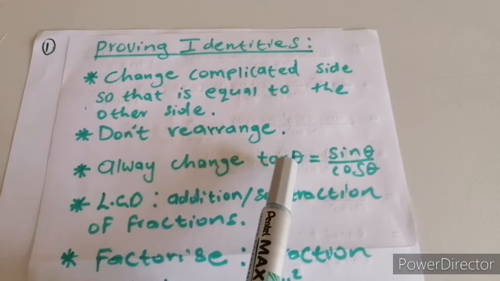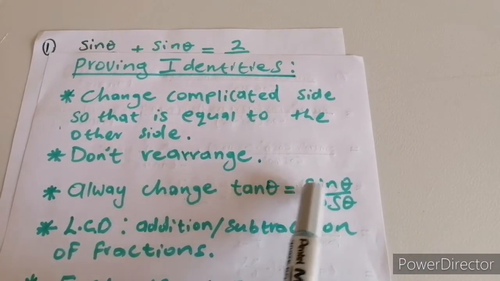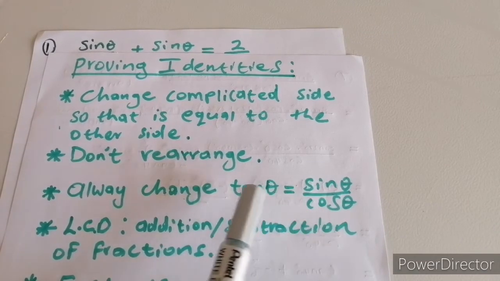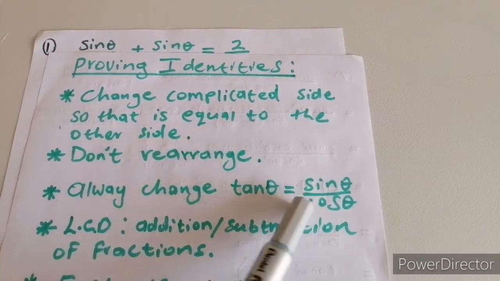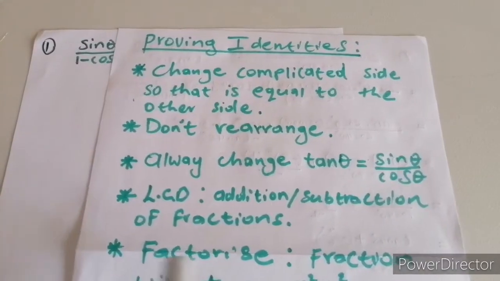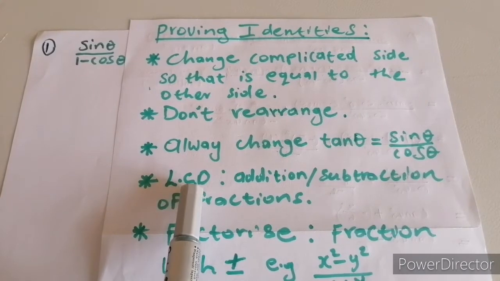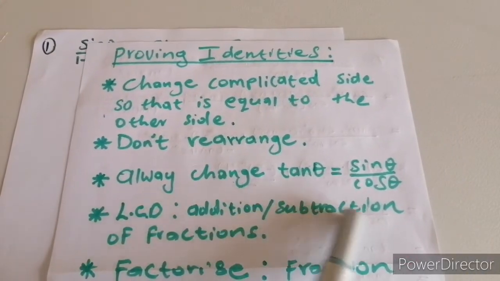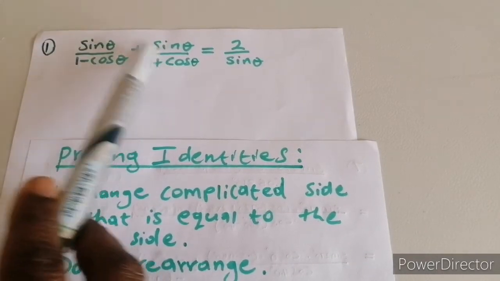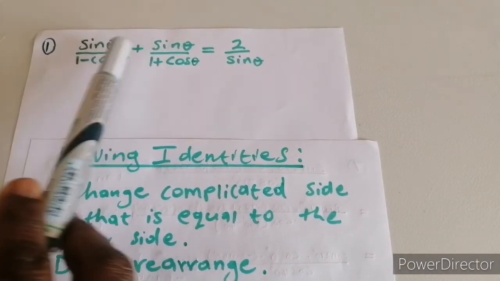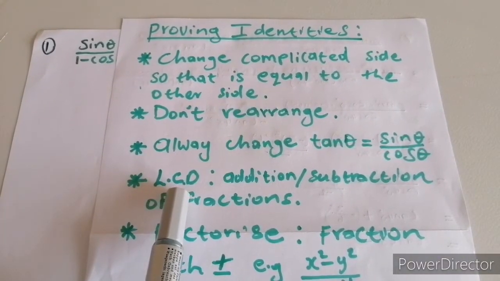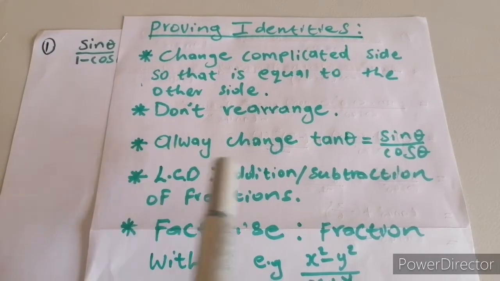Always change the tangent of theta into the ratio of sine and cos. So whenever we see tangent, we're going to think about the ratio of sine and cos so that we find it very easy to simplify. Right, LCD. When there is addition or subtraction of fractions, for example this one, if you can see here, we have two fractions and we are adding, then we're going to use the LCD. We're going to find the LCD and simplify.